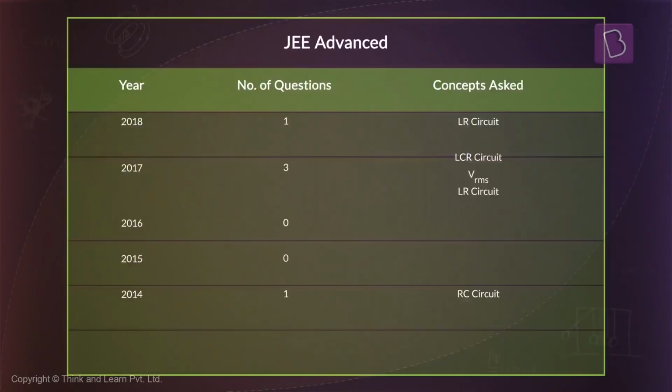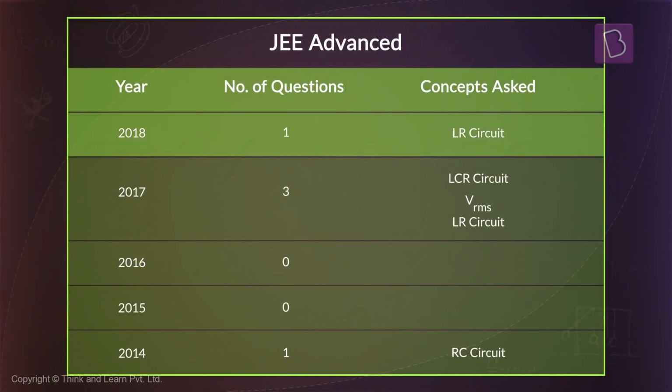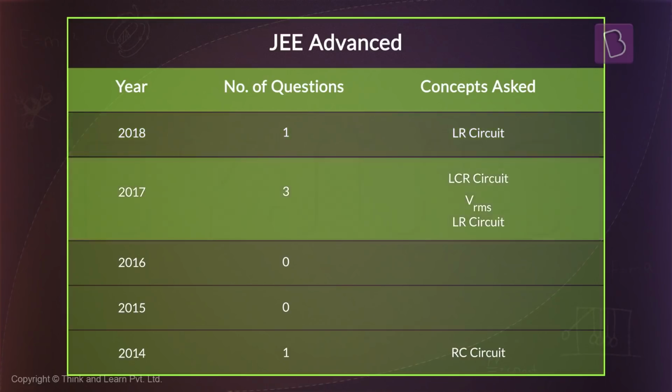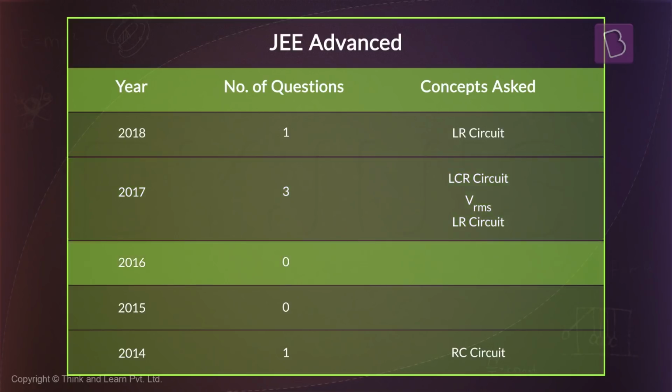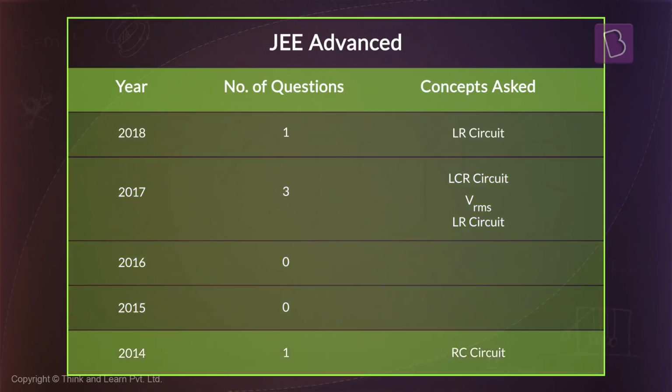So with that, let's start with the analysis of this chapter. If I talk about JEE Advanced, then in the year 2018, we had just one question from this chapter, which was based on an LR circuit, that's an inductor resistor circuit. In 2017, there were 3 questions from this chapter. One of them was from an LCR circuit, one of them was just from an LR circuit, and one of them was to find VRMS. Now, in 2016, there were no questions, in 2015, there were no questions, and in 2014, there was just one question from an RC circuit.